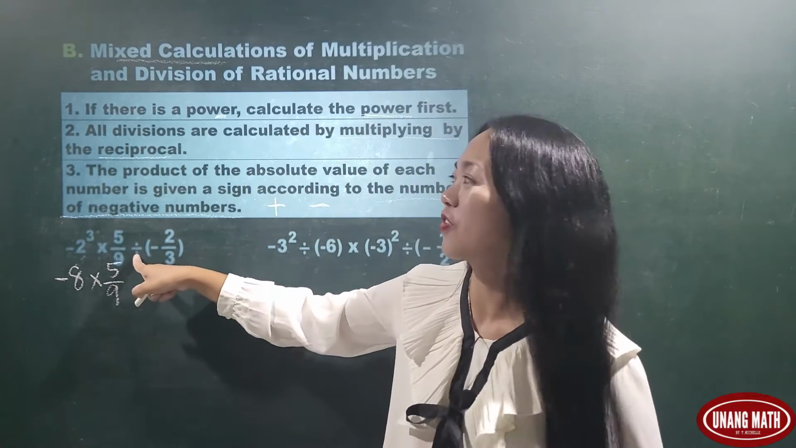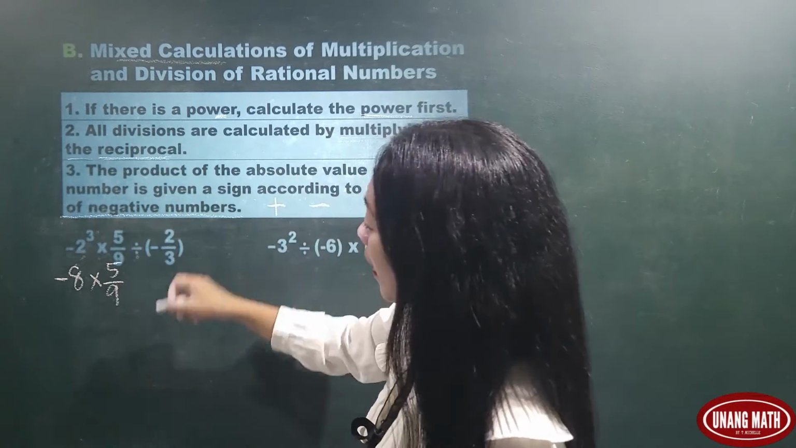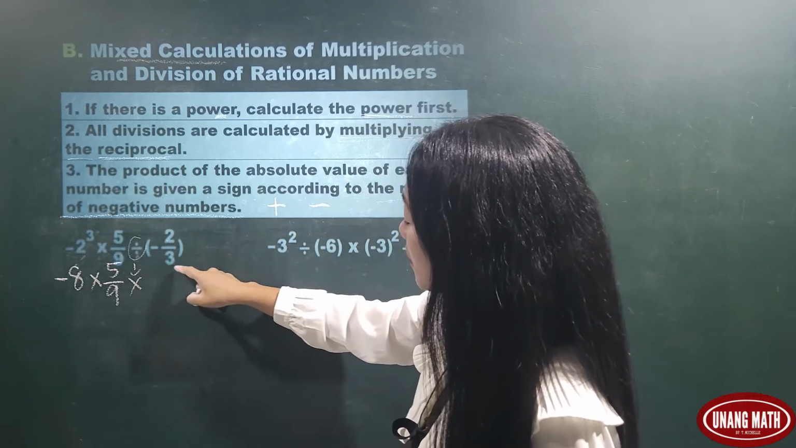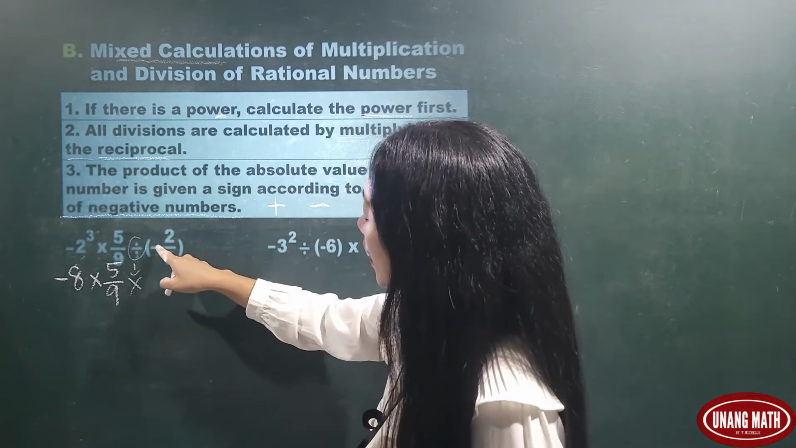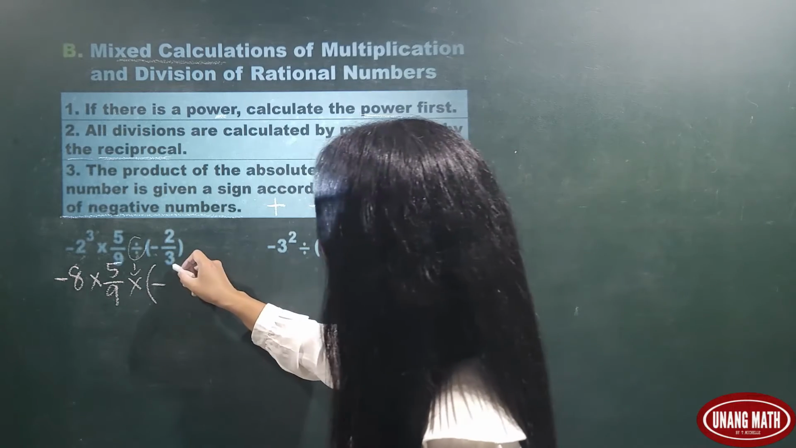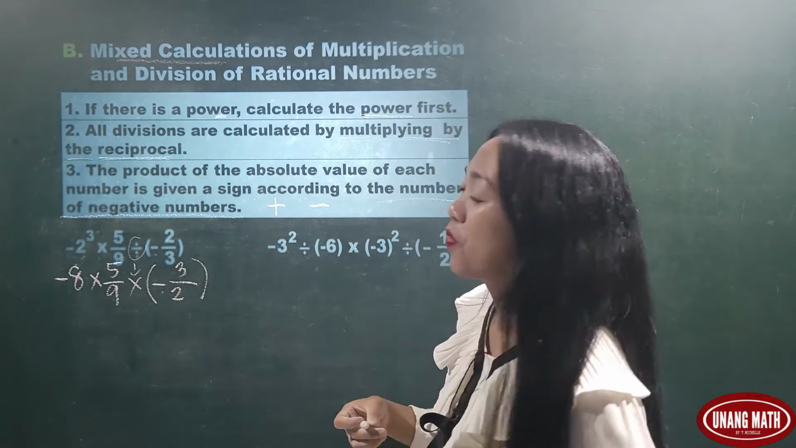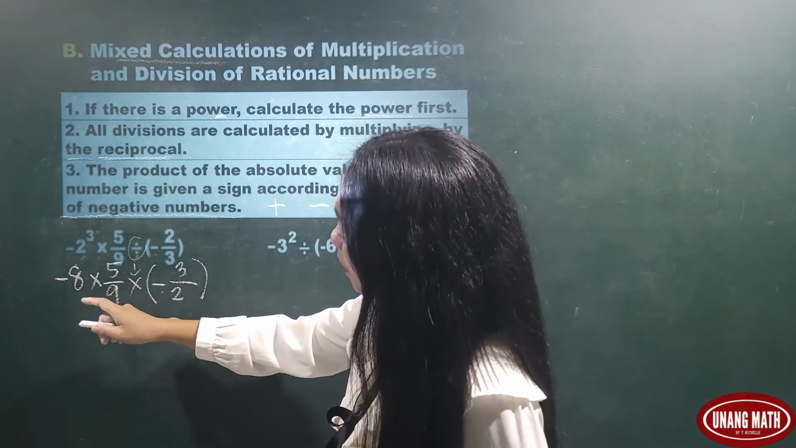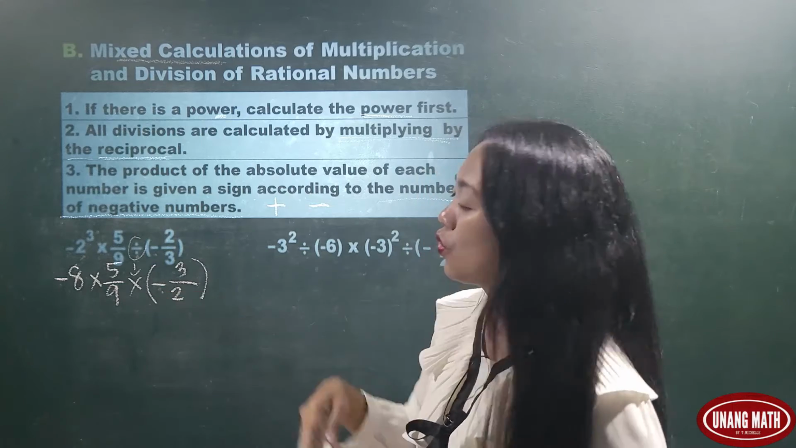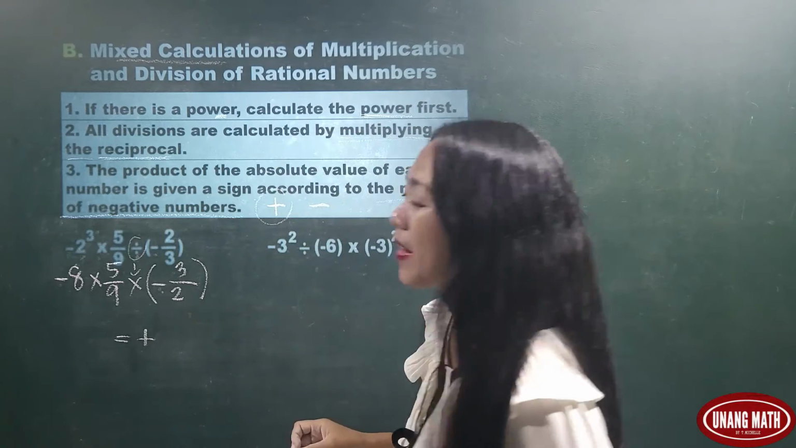This is a division sign. So all divisions are calculated by multiplying by the reciprocal. So the division sign here becomes multiplication, and then get the reciprocal of negative 2 over 3. Since this is a negative number, the reciprocal is also a negative number. So 3 becomes the numerator, 2 is the denominator. So negative 3 over 2. Okay, how many numbers are negative here? So we have 1, 2. 2 is an even number. That means our answer is a positive number.